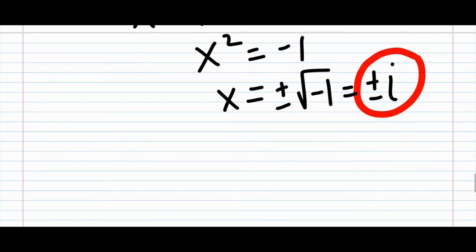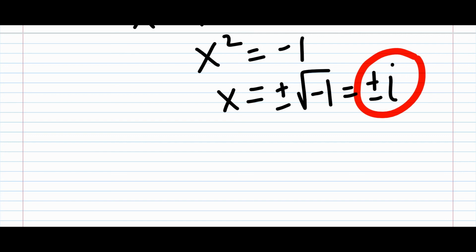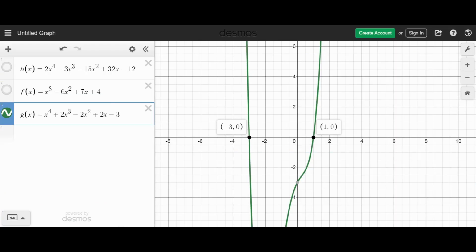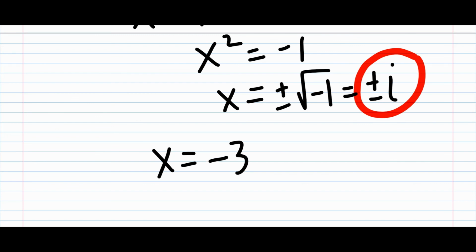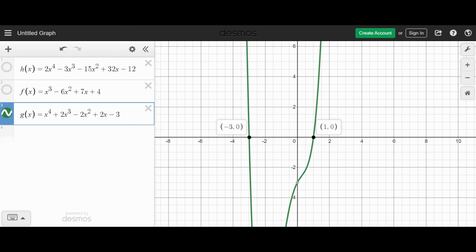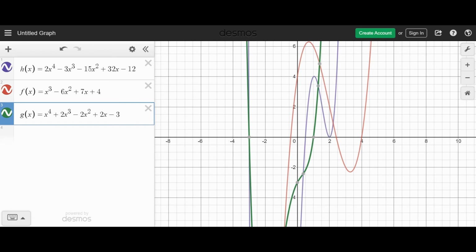And so my zeros in that case are going to be x equals, what were the two from the graph? Negative 3 and positive 1. And then i and negative i. So there you have 3 examples from start to finish of finding the zeros of a polynomial.